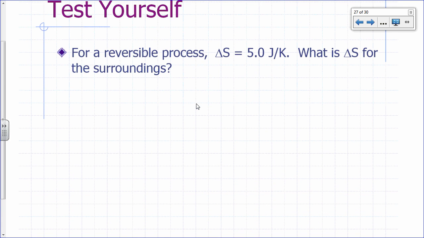Okay. So here's a quick check to see if you got the concept right. For a reversible process, delta S is 5.0 joules per Kelvin. What's delta S for the surroundings? Anytime you're given delta S, always take that to mean just the system. Unless otherwise specified, when we say delta S, delta H, delta U, we mean the system. So let's say delta S for the system is 5 joules per Kelvin. If this process is reversible, what's the delta S for the surroundings?